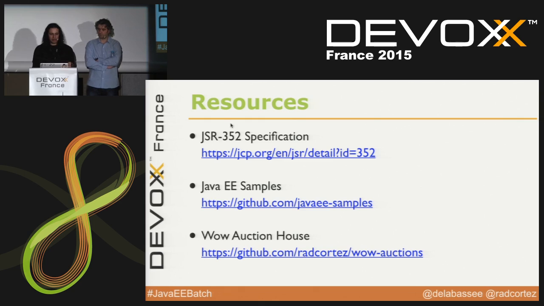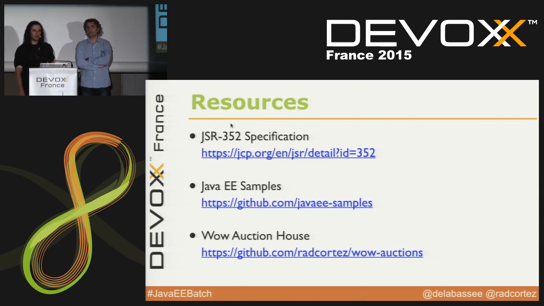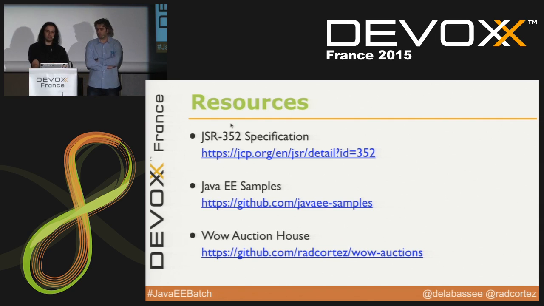So these are some of the resources that we use. The specification. These Java EE samples, which have a lot of not only batch samples, but also other Java EE samples. You can come here and see samples for partitioning, chunk, decider, and so on, with a lot of documentation as well. And you can find the sample I'll just demo here, the WoW Auction House, on GitHub. There's also the Java EE 7 tutorial that you can use. It's a free resource that goes over all the Java EE APIs, including the batch API. It's free, it's online, so just Google for it.